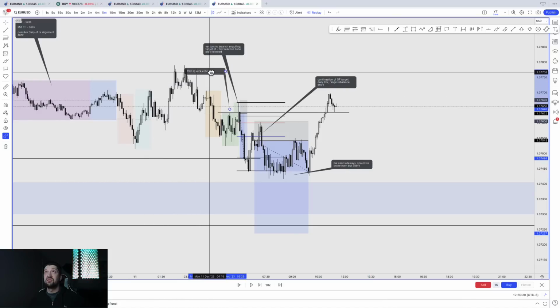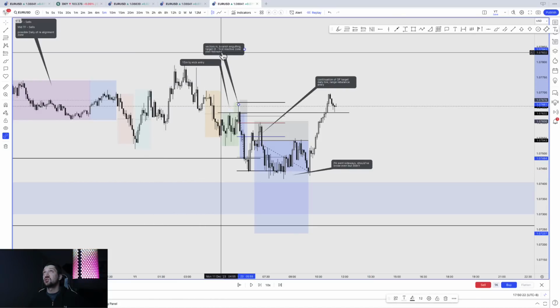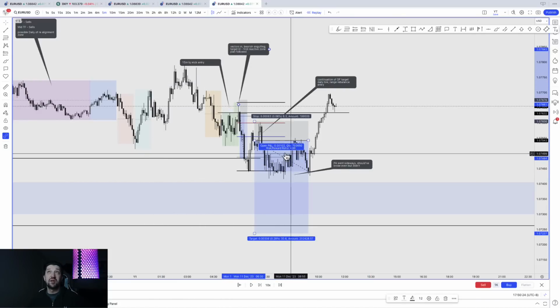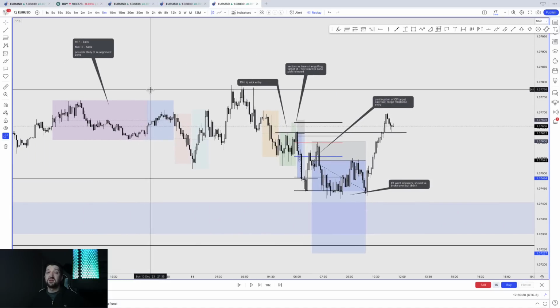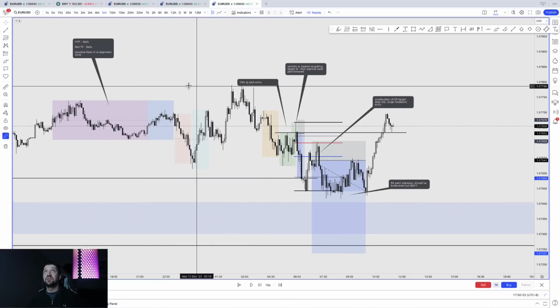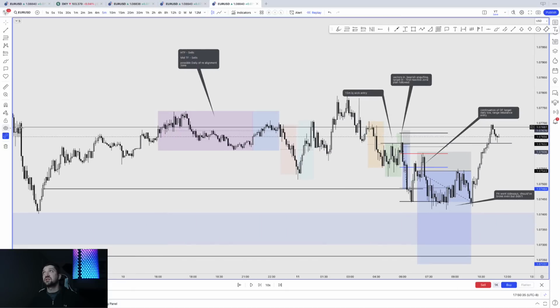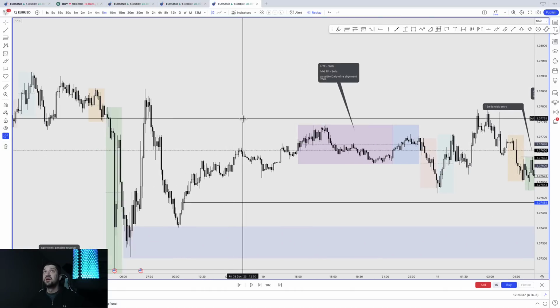Did I have my bias wrong? Did I have my market conditions wrong? Was I getting lost in the lower time frame? Because sometimes I start with the right bias on the daily and the 1 hour, and then I get lost on the 5 and the 15 minute, and I start going the wrong way. It happens. You get hypnotized.